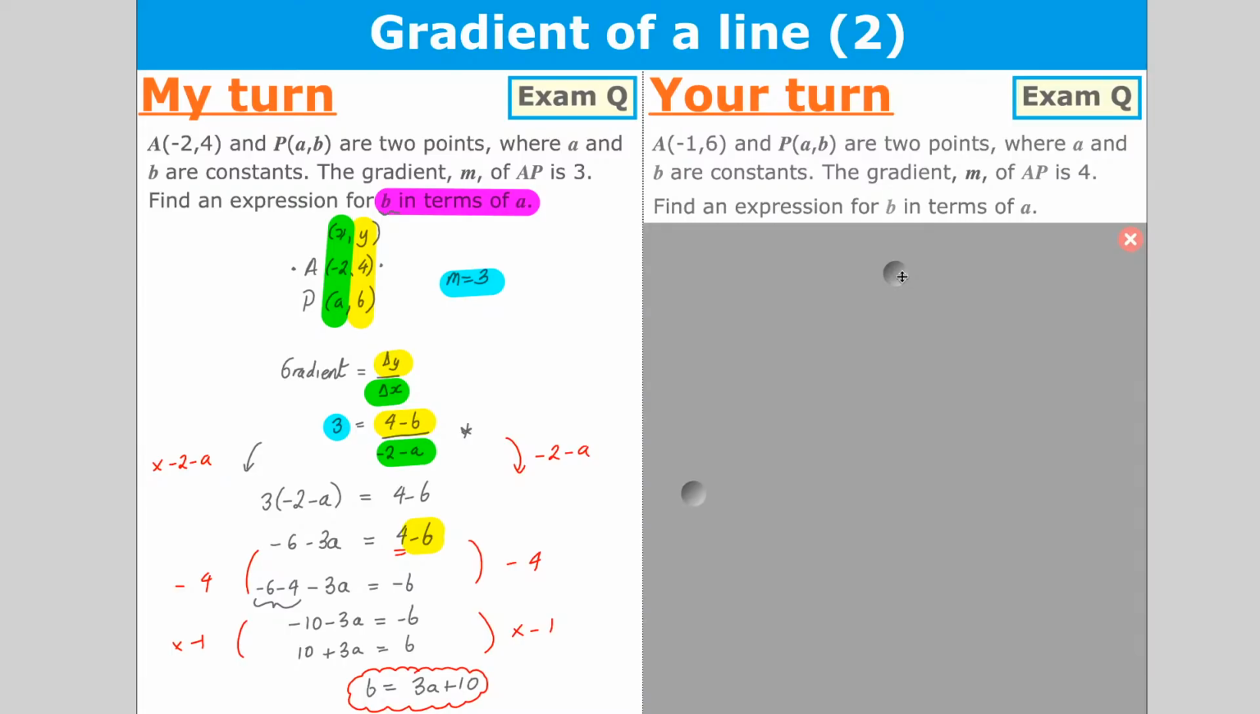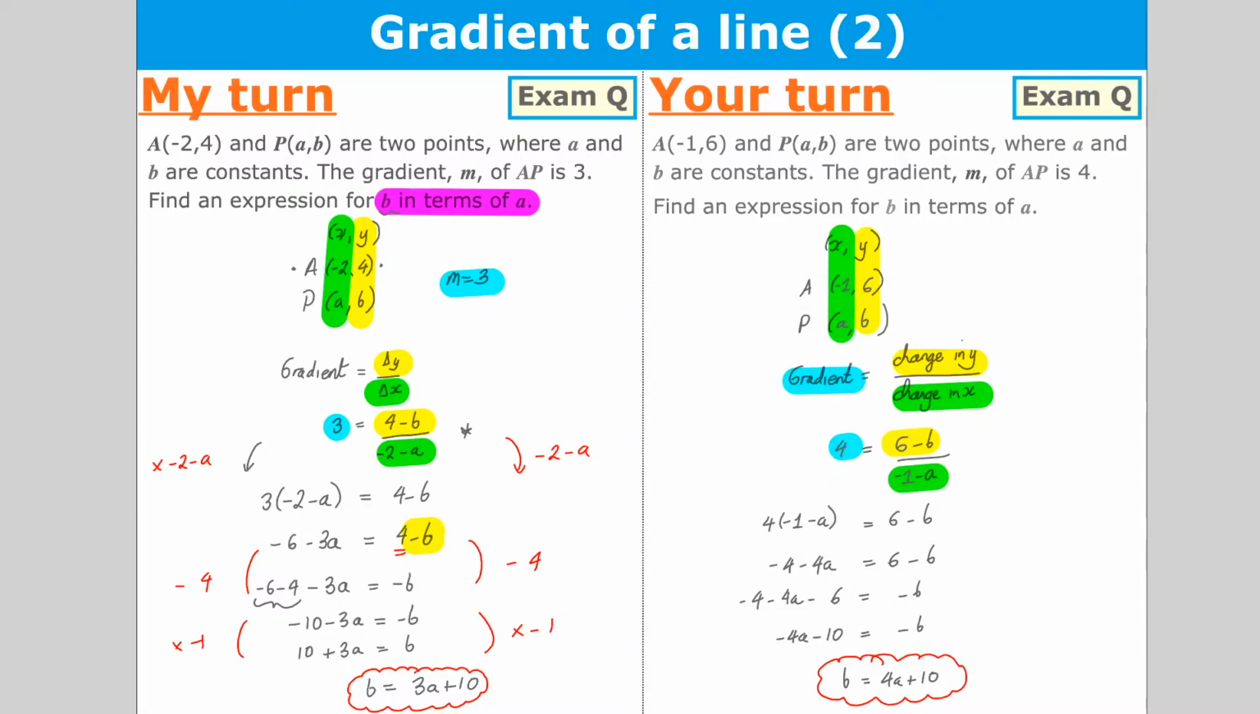So anyway, loads of answers in here. I've lost track a bit. I got sidetracked there by a good comment. Some people are saying 4A add 10. Some people are saying 4A add 12. I'm not sure. Let's have a look at what I got. I got B equals 4A add 10 as well. 4A add 10. That's what I got. And a lot of you got that as well. Lovely stuff.